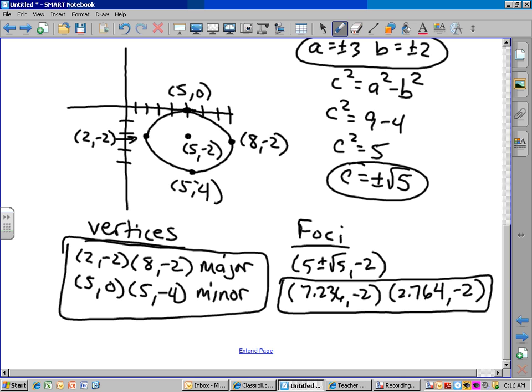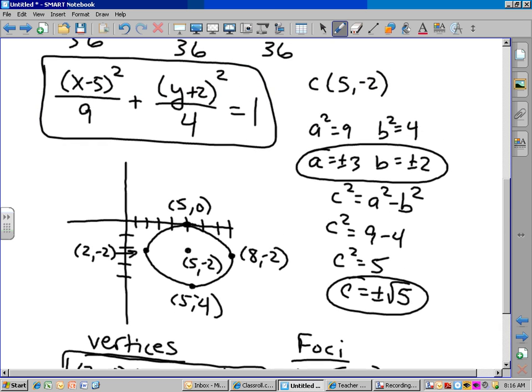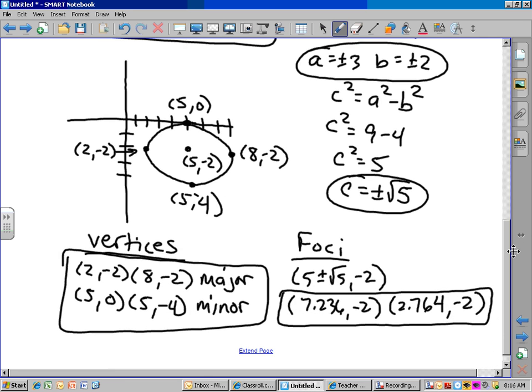Okay, I think we found everything. We listed the center earlier. Center is way back up here. So we put it in standard form. We found all of its parts. Are there any questions? Very similar to what we did yesterday after you put it in standard form.